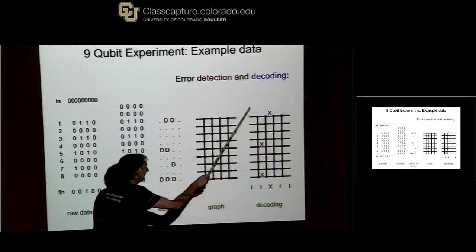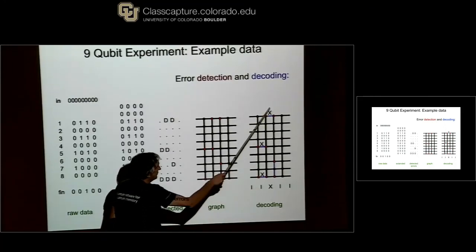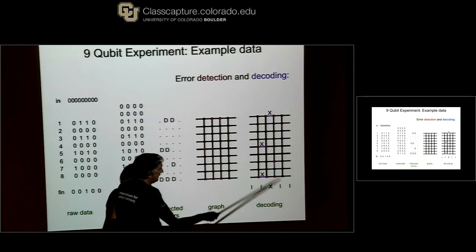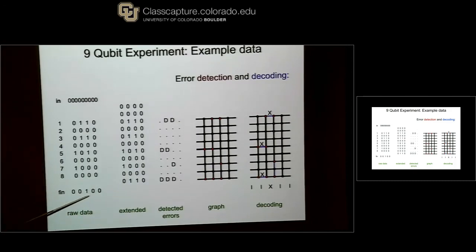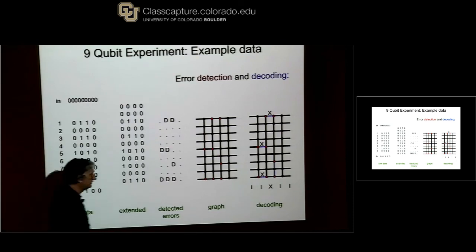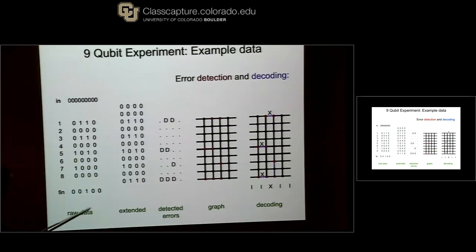And if you go down here, nothing happened to this qubit. You had two errors, so nothing happened. You had one X here, nothing here, one here. This said that the middle qubit was in error, and that's what you measured. And that basically said that your decoding correctly affected your data, and you corrected it properly.